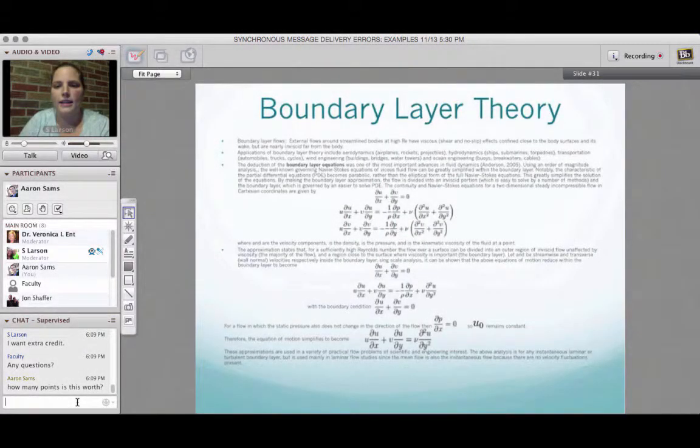Okay, tonight in Introduction to Aerodynamics, we are going to be talking about the boundary layer theory. The boundary layer is the layer of fluid in the immediate vicinity of a boundary.